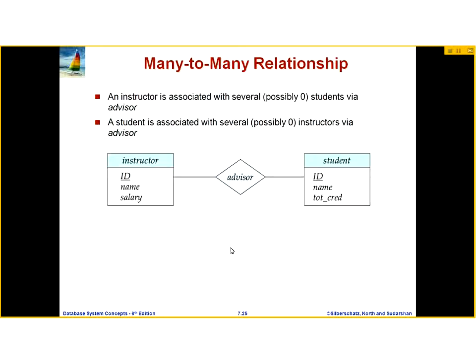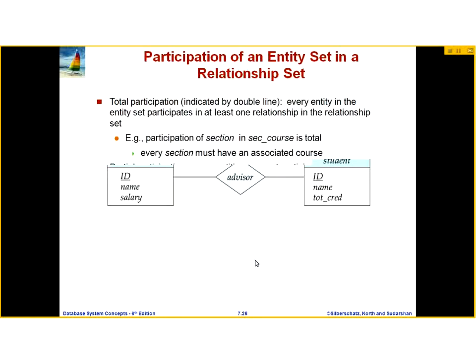Many-to-many, in which an instructor is associated with several students, and a student is associated with several instructors. So one instructor can advise many students, and one student can be advised by many instructors. Both ways it is many, so that's why we have used an undirected line to represent this relationship.